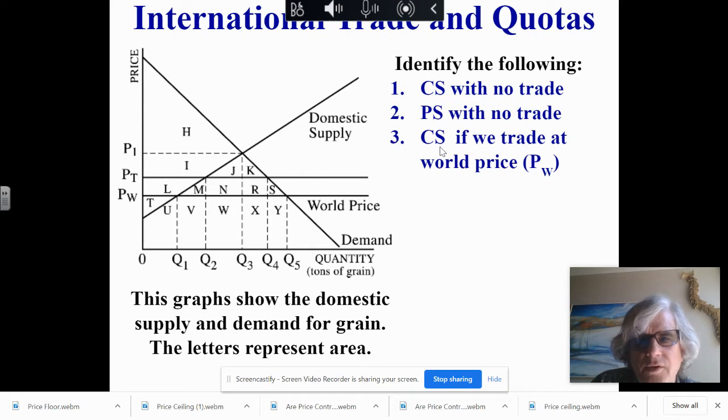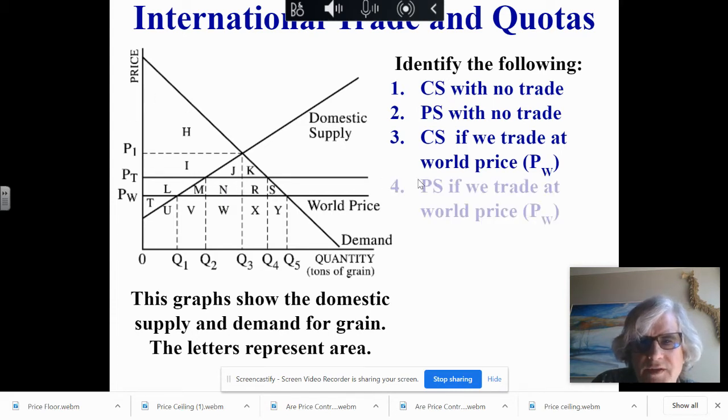Now, what is the consumer surplus if we trade at the world price? The world price is down here. It's below equilibrium. So PW is the world price. So what is the consumer surplus at this time? It's not H anymore. It is H, I, J, K, and then it's L, M, N, R, S. So all of that is consumer surplus.